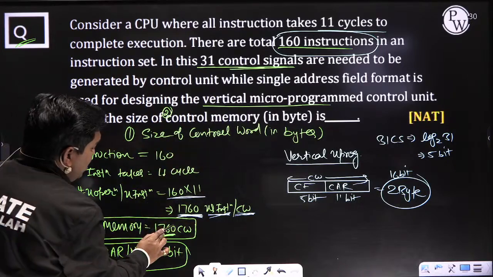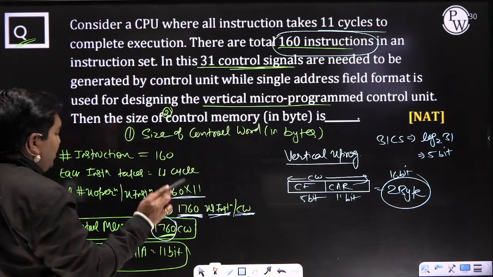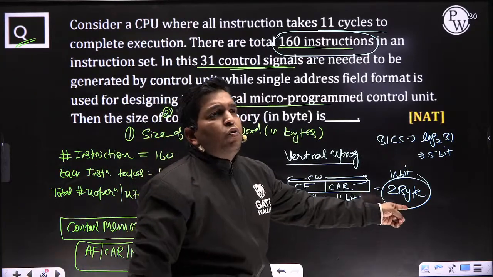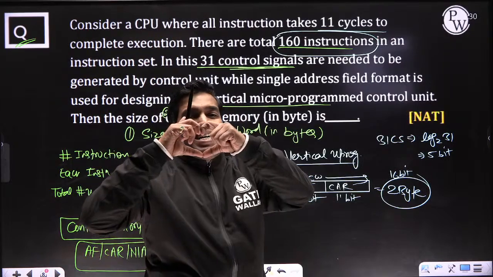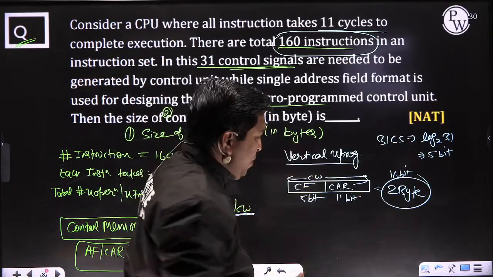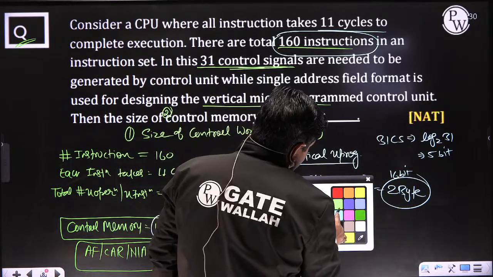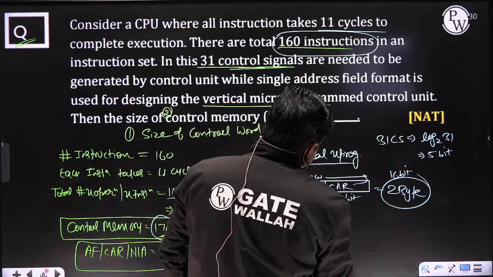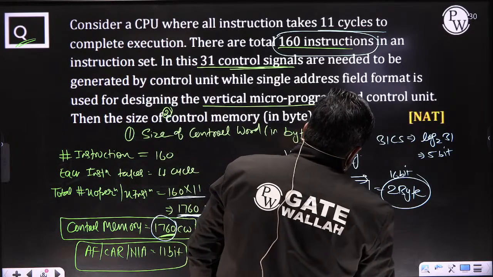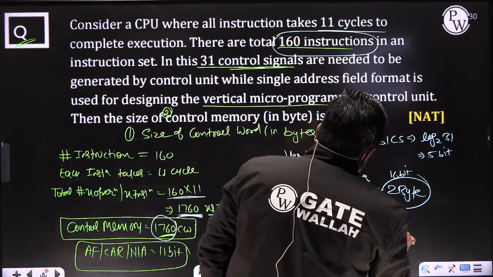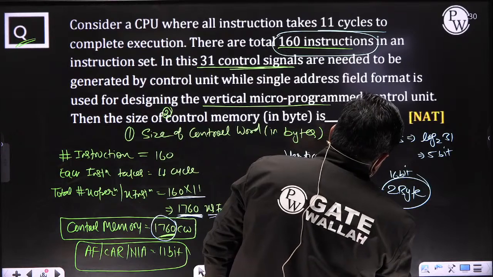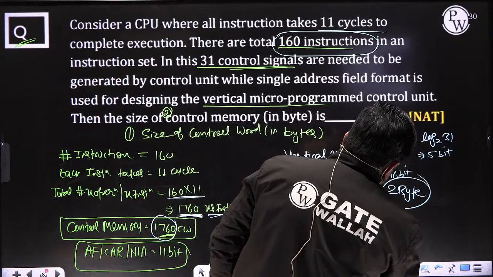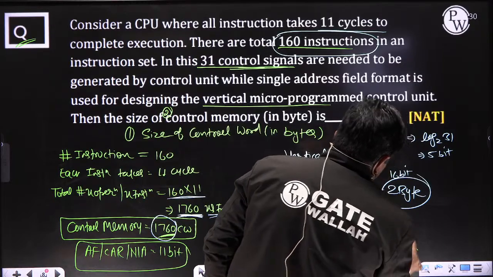That control memory has 1760 control words, and each control word is how much size? 2 byte, my dear. Then what is the size of control memory, my dear? Control memory is 1760 control words, multiplied by 2 byte. 3520 byte.